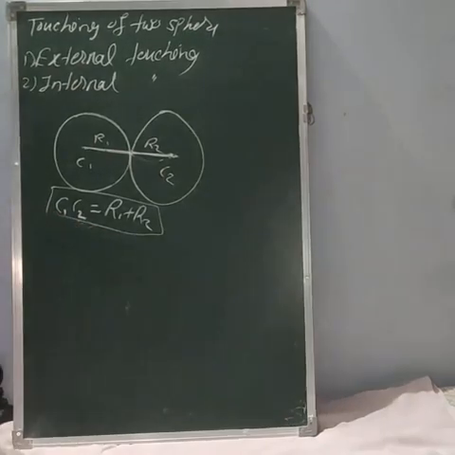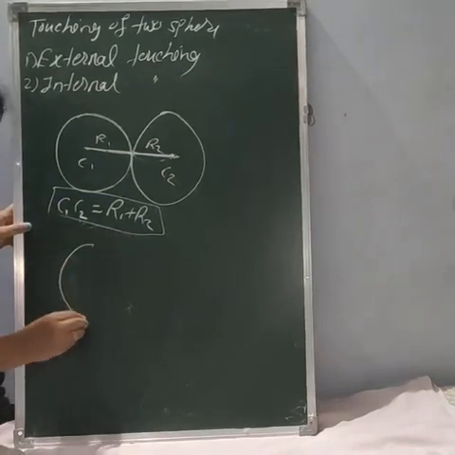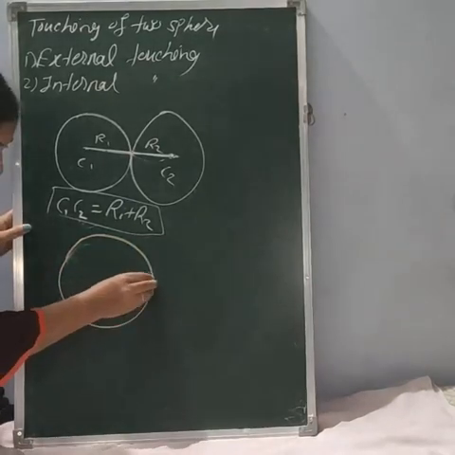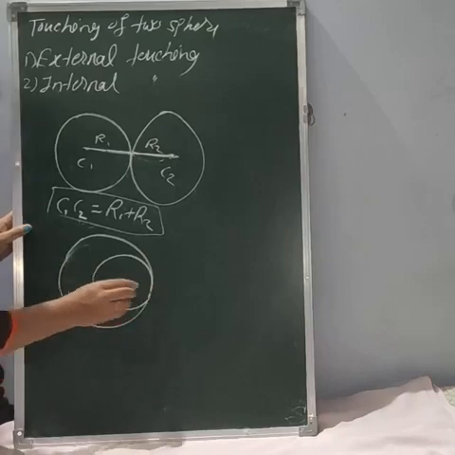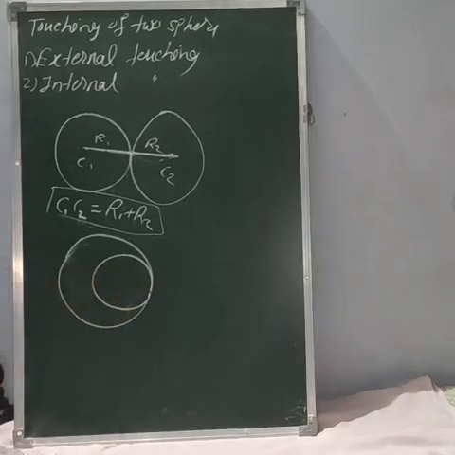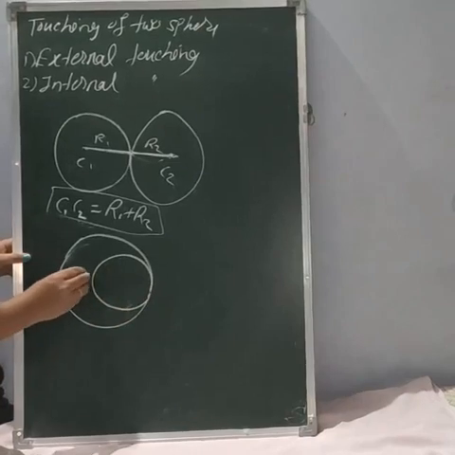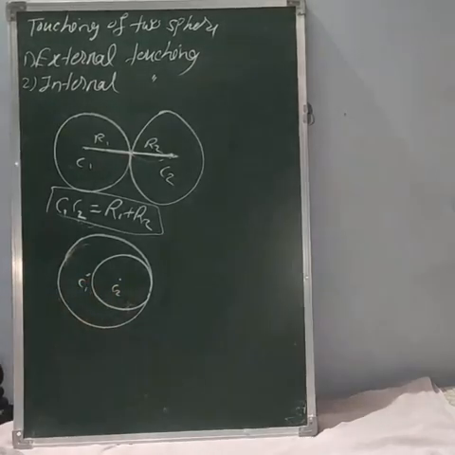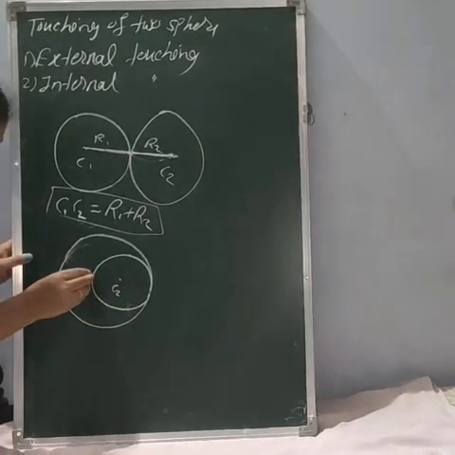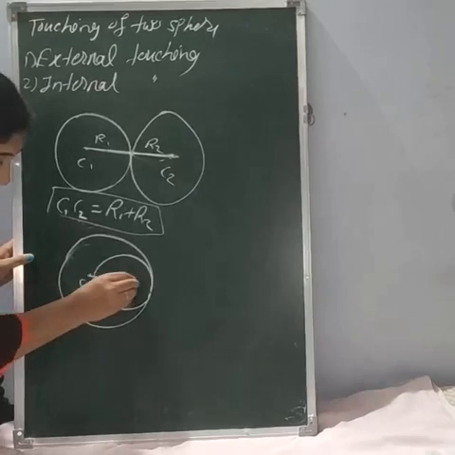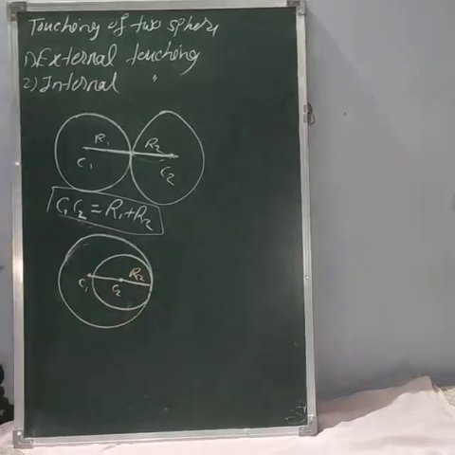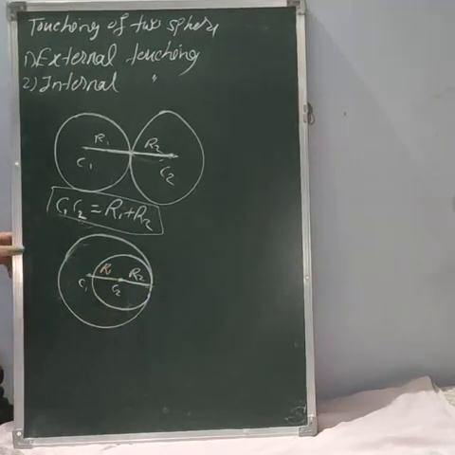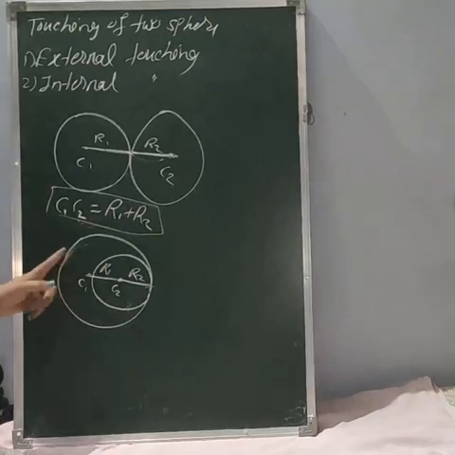Okay. Similarly, for the internal touching, this is your first sphere and this is your second sphere. We know that this is internal touching because the second is inside the first sphere. So if this is the center for the first sphere and this is the center for the second sphere, we get C1, C2. We know that this is the radius of the second sphere R2 and this whole is the radius of the first sphere R1. Please try to get this.